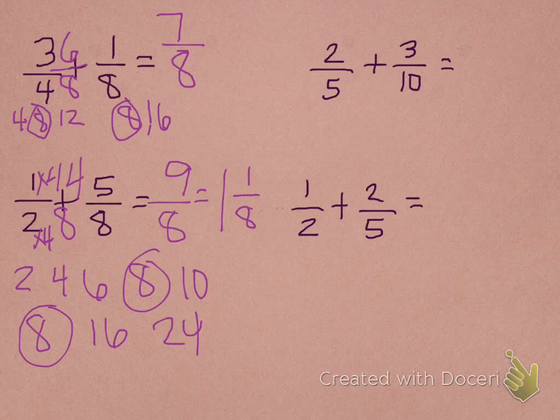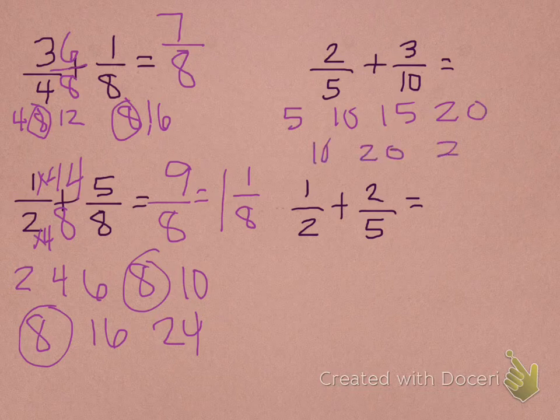Next one, I have 2/5 plus 3/10. So my multiples of 5, 5, 10, 15, 20. My multiples of 10, 10, 20, 30. So right here, they both have 10. 3/10 is already in 10s.